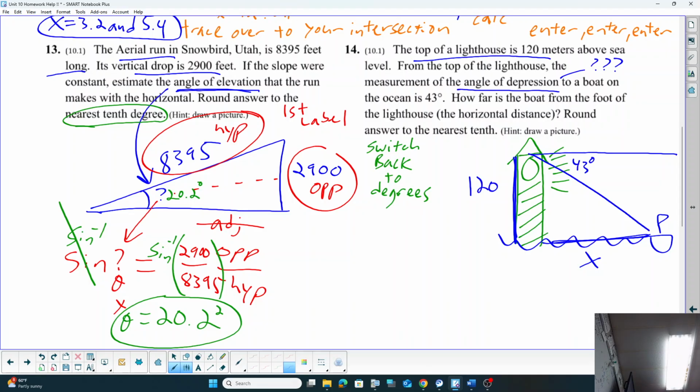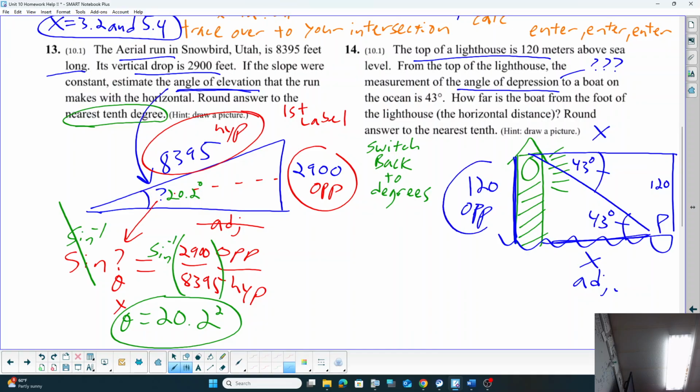Label your triangle first. So that's going to be opposite of our angle of depression, right? Alternate interior angles are congruent, so now this is actually 43 degrees looking backwards. And then this is our opposite side. They want you to find the adjacent distance, right? You could also do up here, and then this is 120. Either way, it's going to work.